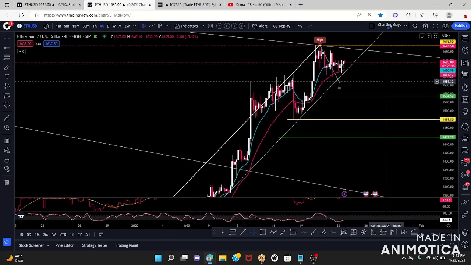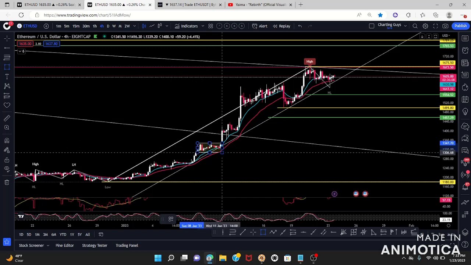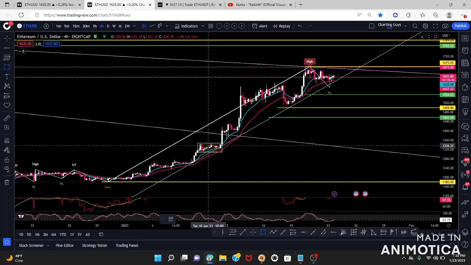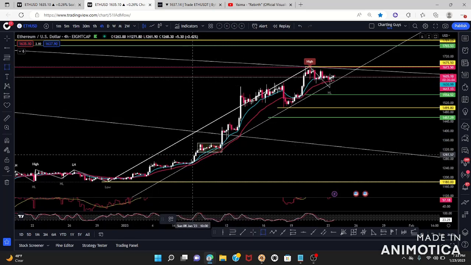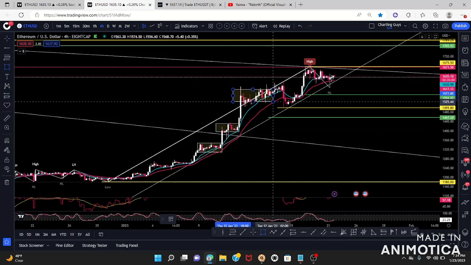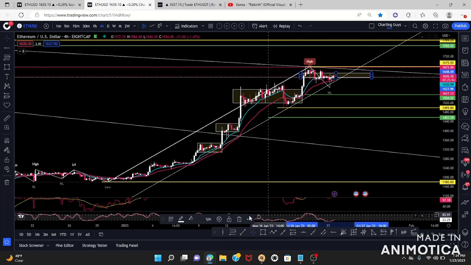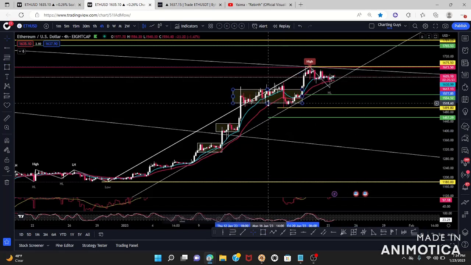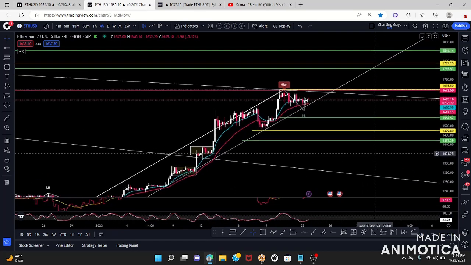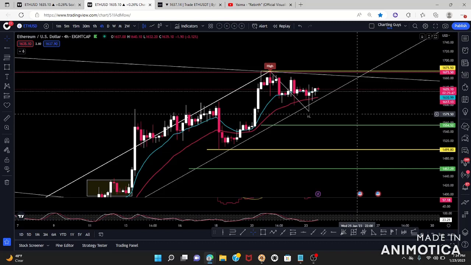Within the 4-hour, I want you to see how the market moves in phases. Again, we have a contraction phase, we have a trend phase, contraction, trend, contraction, trend, contraction. So within this contraction zone where we're at right now, there's going to be a pattern playing out, and that's what we want to figure out.